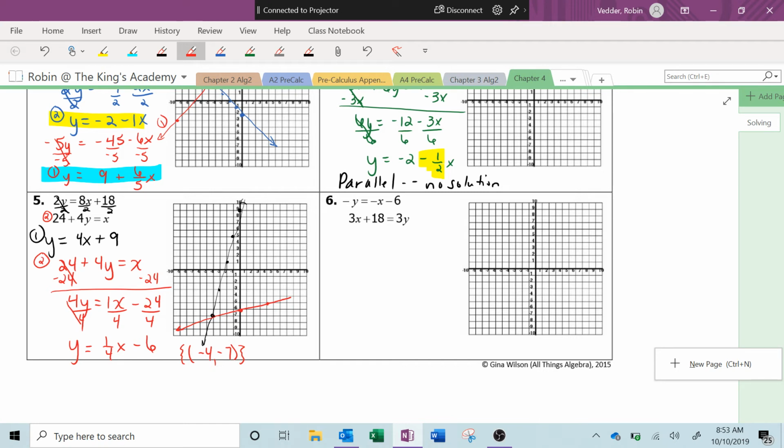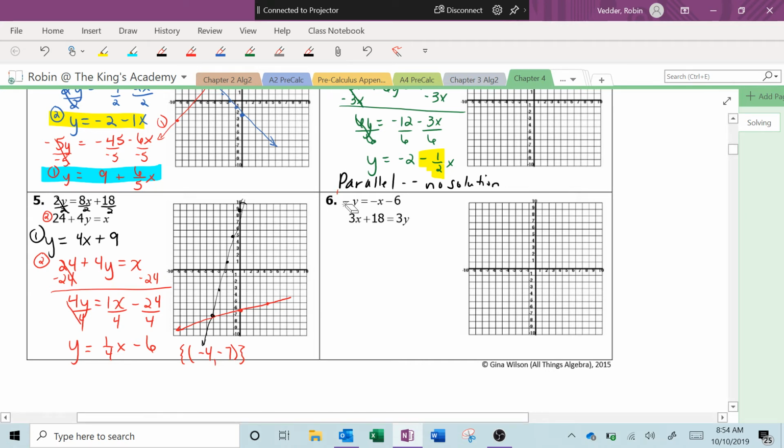All right, guys, let's do our last question, and then we're done for the day. Number 6: is the first equation in slope-intercept form? No, what's wrong? Why is it not? Right, the negative 1. So get rid of everything in front of the y. If there's a negative, just divide everything by negative 1. What that does is it literally just changes the sign of everything. So I'm going to rewrite equation 1. It's y equals x plus 6. So instead of being negative x minus 6, it makes them positive.